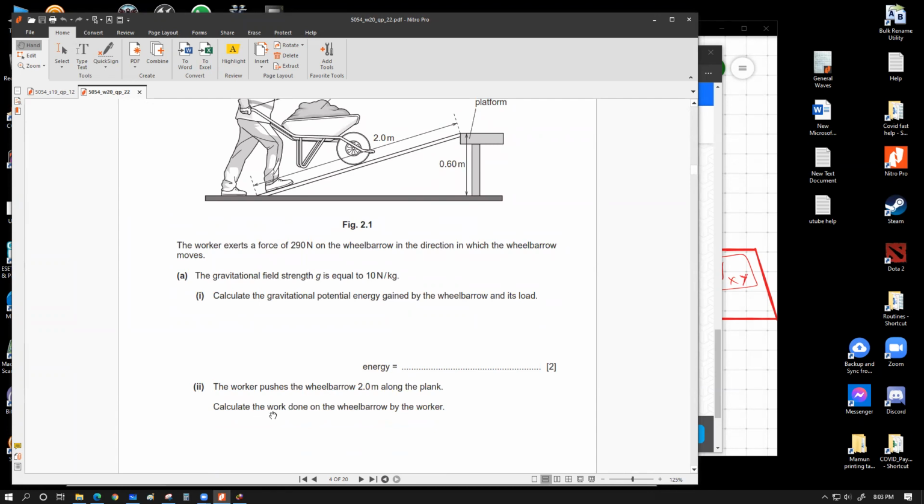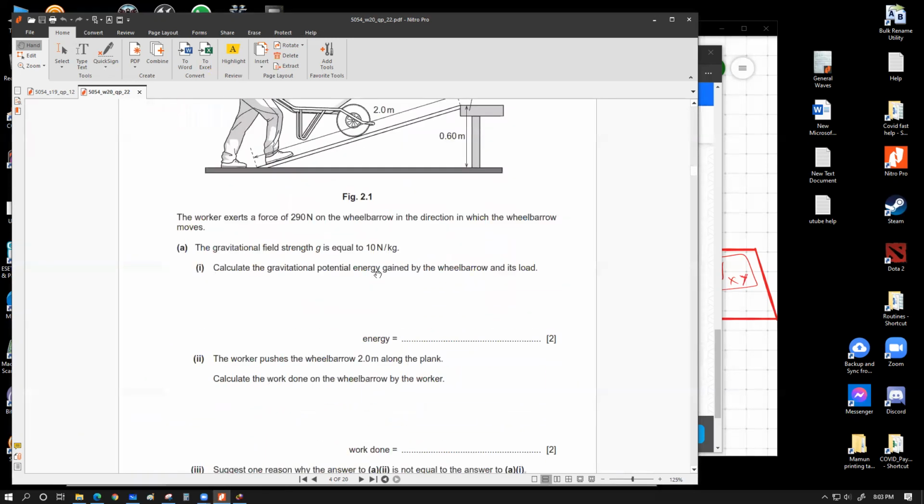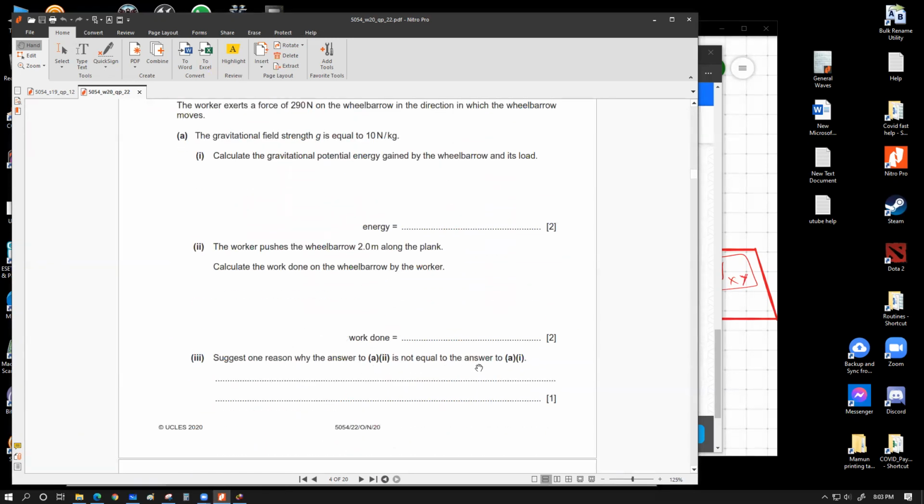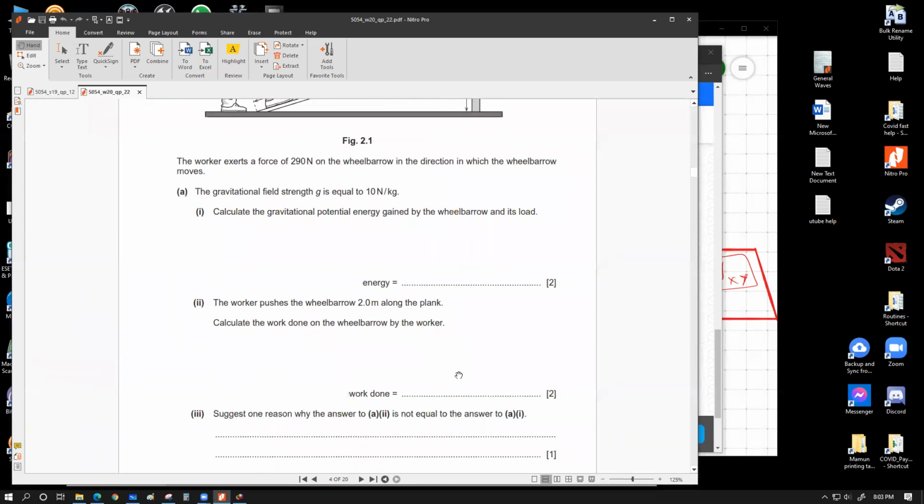The worker pushes the wheelbarrow 2 meters, so the work done is 90 times 10 into 2.0. This is very simple. You will definitely find this value is bigger than this one, right?